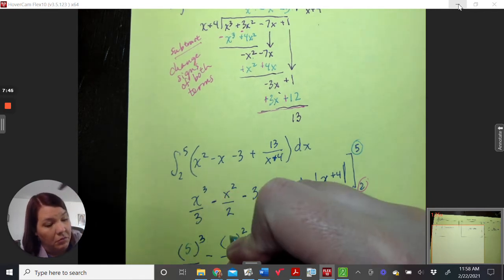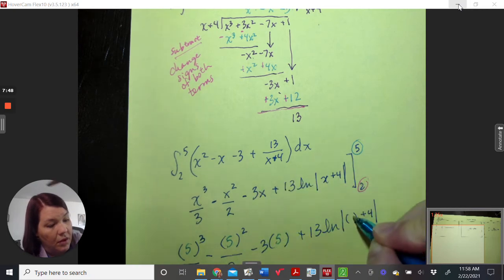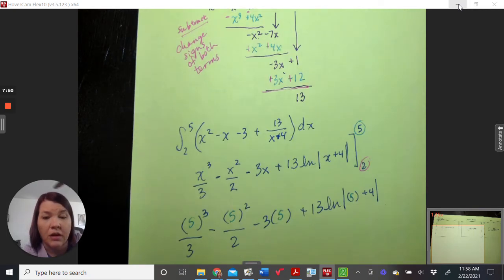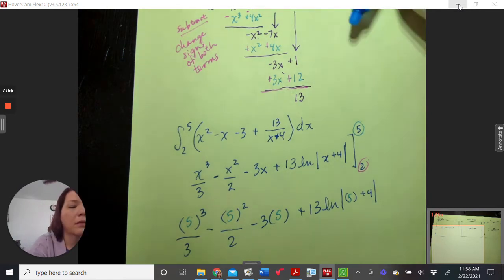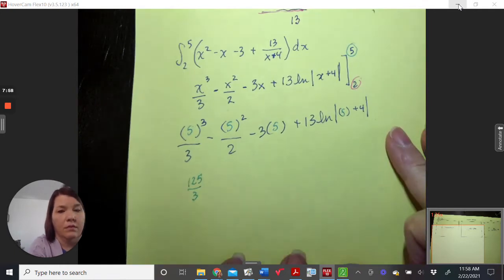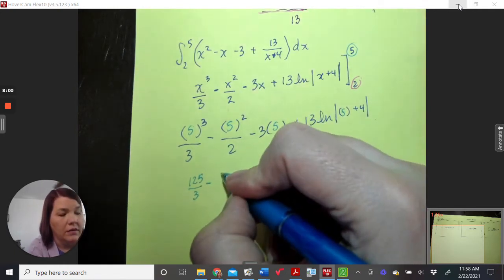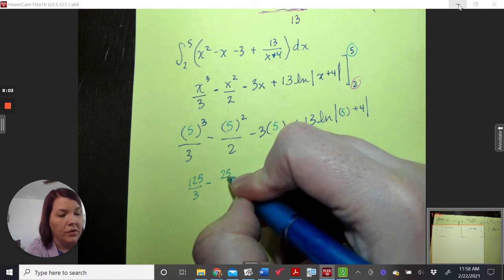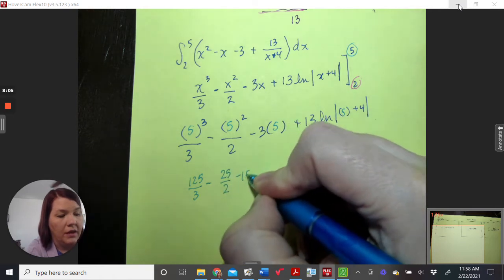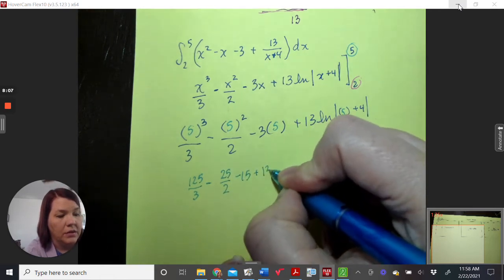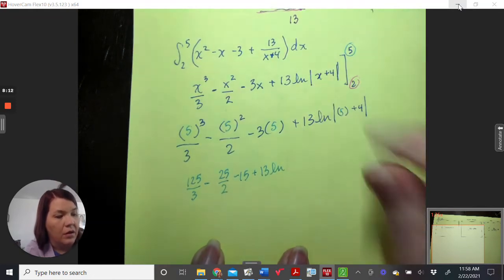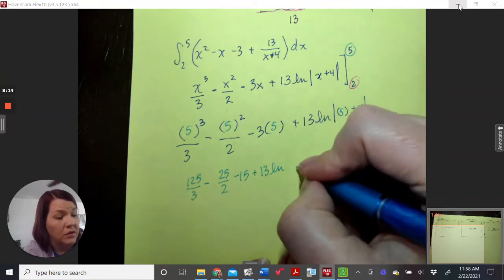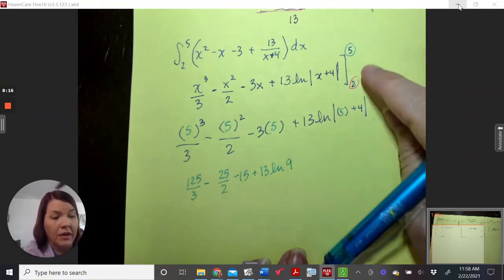125 over 3 minus 25 over 2 minus 15 plus 13 natural log of, and I don't need absolute value anymore. 5 plus 4 is positive, so just 9. But I have that there, like if this had been a negative number, then everything would work out fine. Okay, it's really important, especially with this kind that we remember to put that absolute value on.